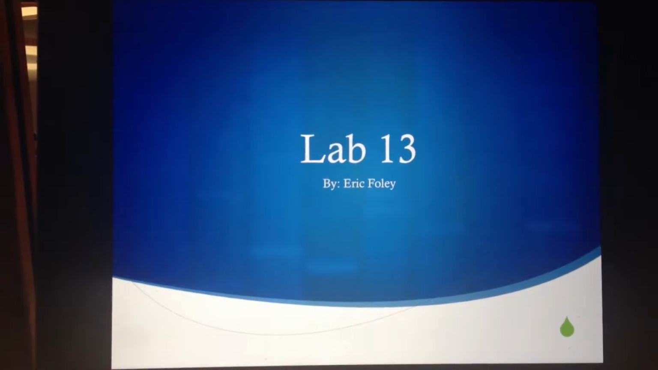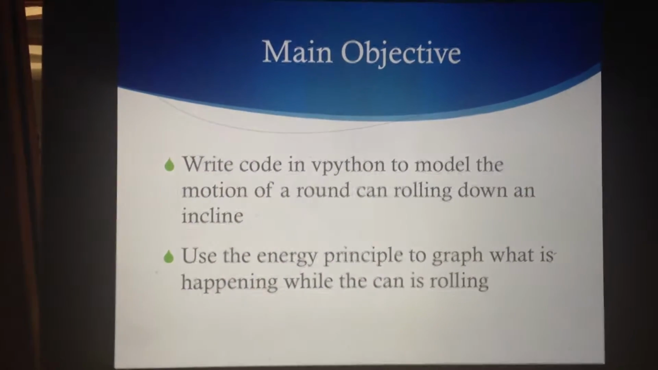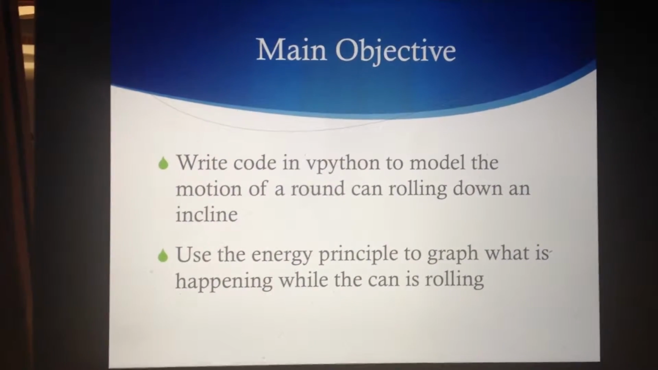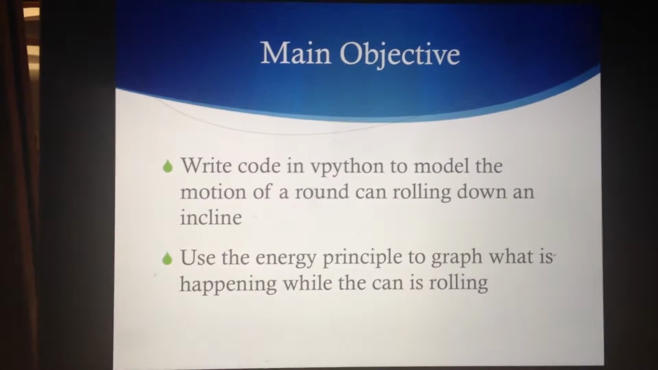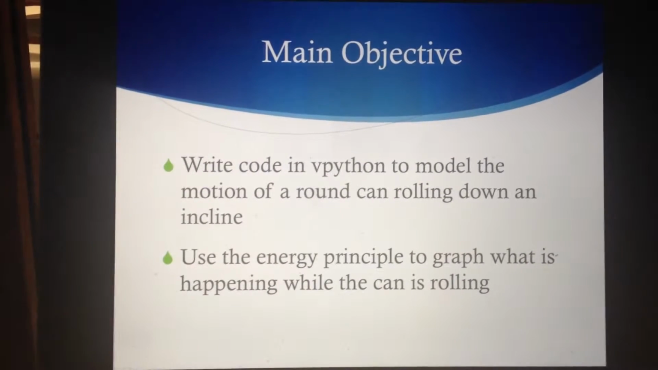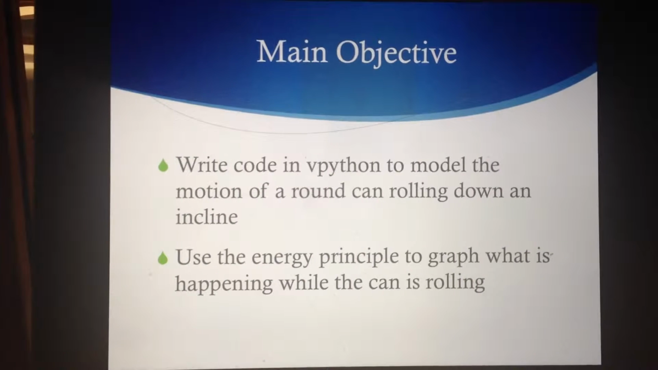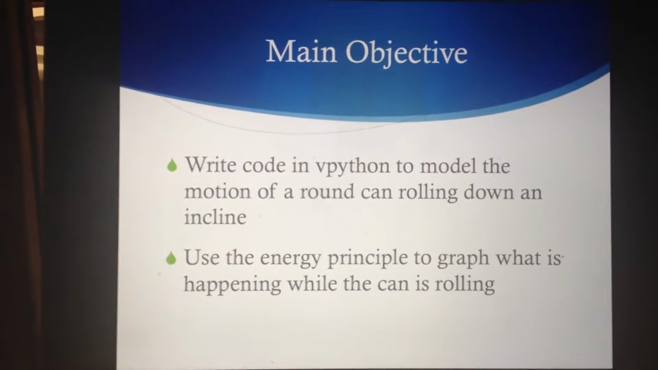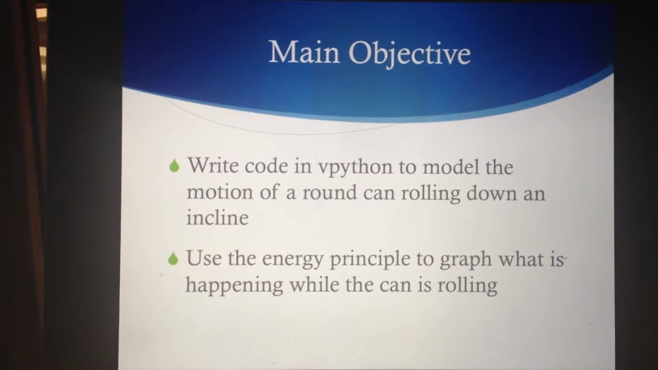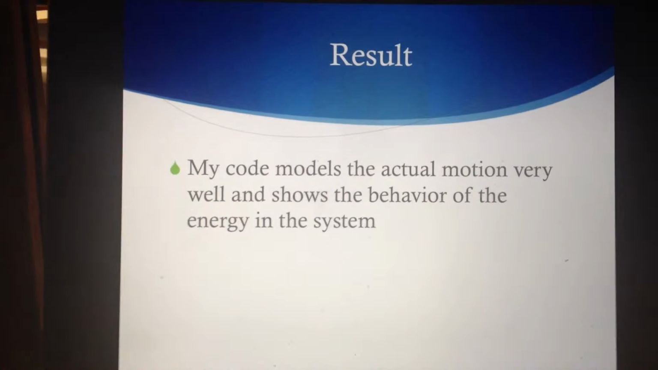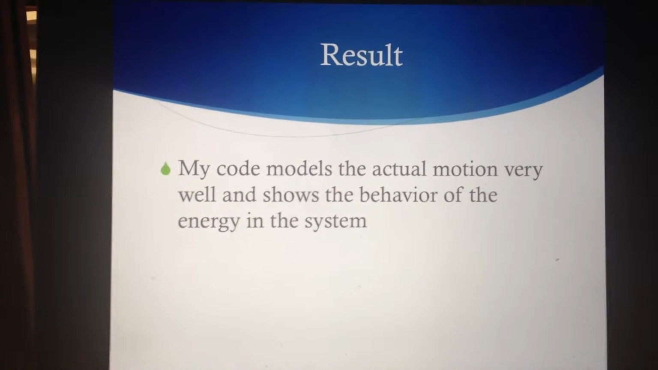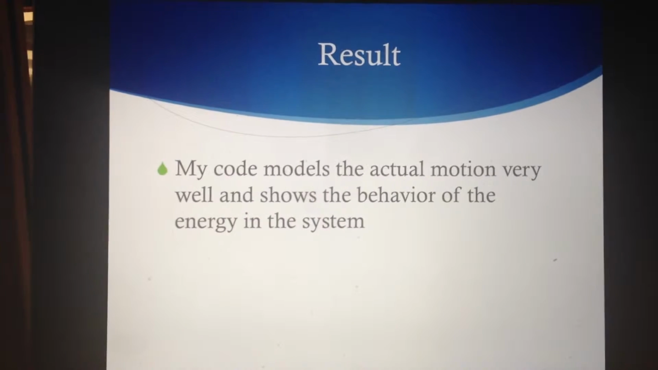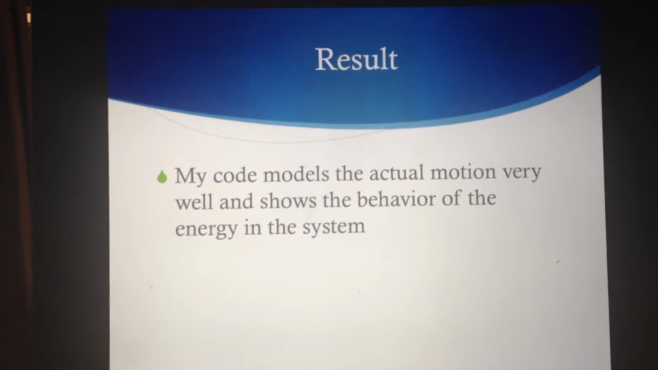In this lab, we had to choose whatever we wanted to do, and I chose to model the motion of an empty can of Coke rolling down an incline. My objective was to write code to model that, and then use the energy principle to graph what's happening to the energy of the can in the system. My result is that I was able to write code that very accurately modeled the can rolling down the incline.